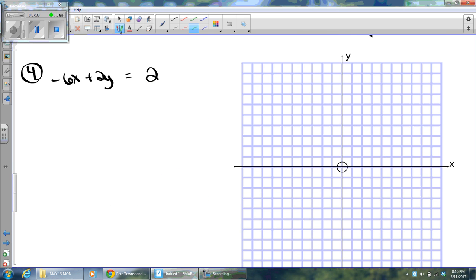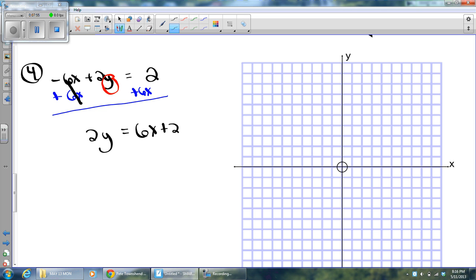Okay, one last example here. And again, it's a two-step equation. I got to get that y alone. I've got a negative 6x there, so I'm going to add 6x to both sides. They're not like terms on the right-hand side, so I won't combine them. My left-hand side simplifies to 2y. Circle in that y.